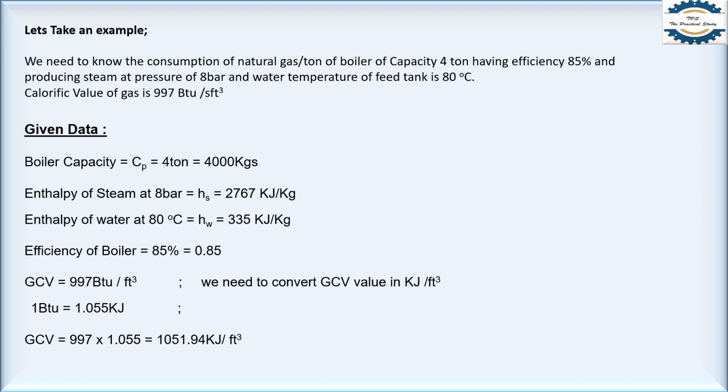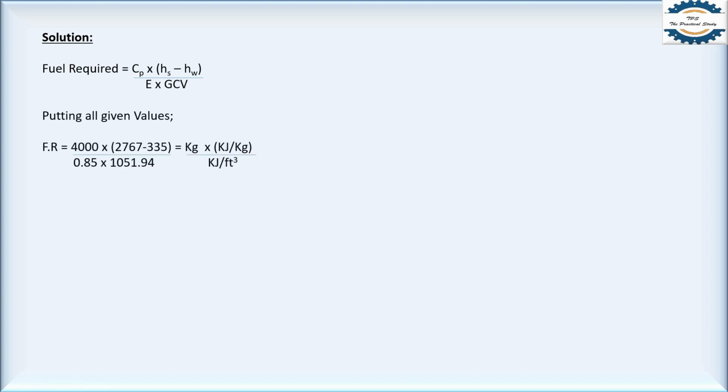What we have to do is just put all these values in our formula. So guys, this is our formula. Now I have put all the given values in this formula. Now we will manage the units. Kilogram will be cancelled by kilogram and kilojoule will be cancelled by kilojoule, because we are finding out the amount of fuel required. And fuel is natural gas, so its unit will be a volumetric unit, cubic feet. Solving this equation, we will get 10879.61 cubic feet.